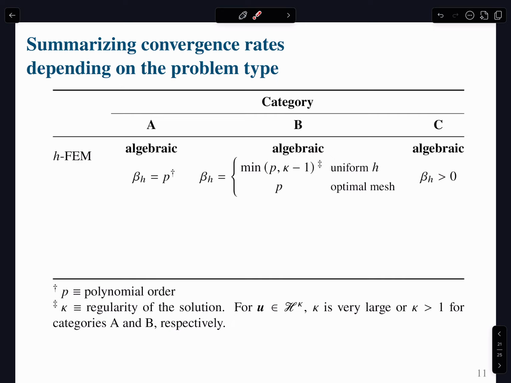And then, for problems in category C, what the theory tells us is that beta h is just going to be positive. So you are still going to have convergence. It just happens that for those more nasty problems, you're going to have a very hard time converging to the exact solution. So the error is going to go down very, very slowly.